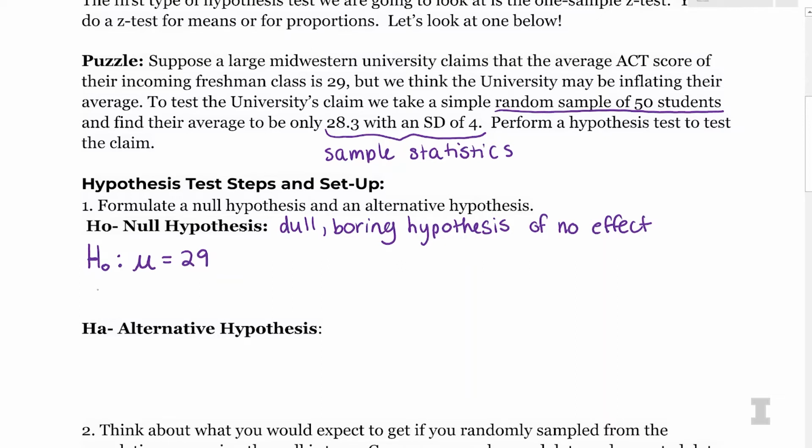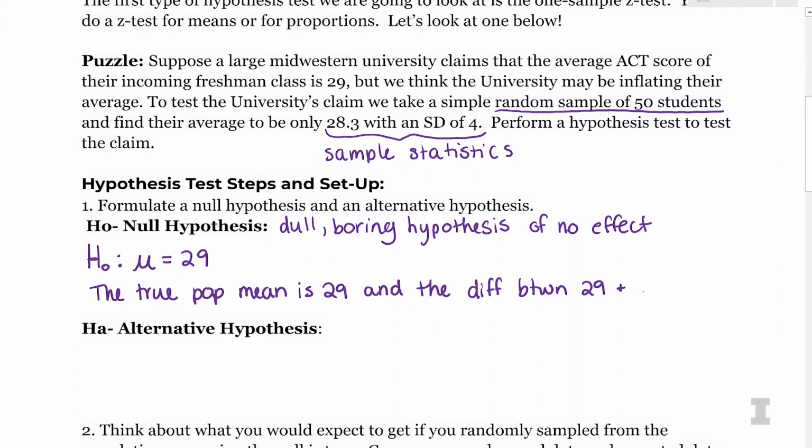Or I could say the true population mean of students at the university is 29. And I could specifically say the difference between 29 and what we saw in our sample, 28.3, is small and due to chance. So there's a bunch of different ways we can write this, but as long as we have that general idea, we are good. And then the alternative hypothesis is the hypothesis of an effect. It's usually what we're trying to test.